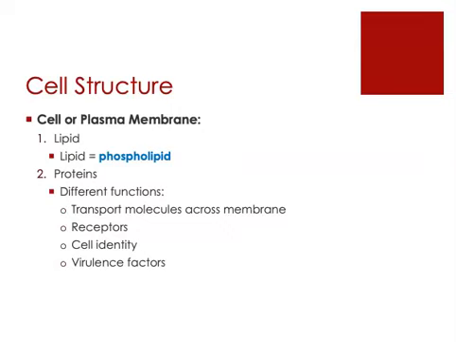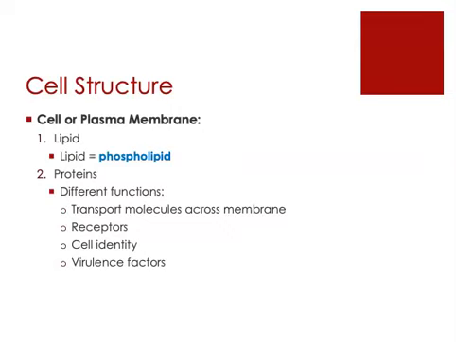Now, this is a good opportunity for us to review what we call the 4 macromolecules. Every cell contains 4 macromolecules, large molecules that make up the bulk of its structure. Those include protein, carbohydrate, lipid, and nucleic acid.